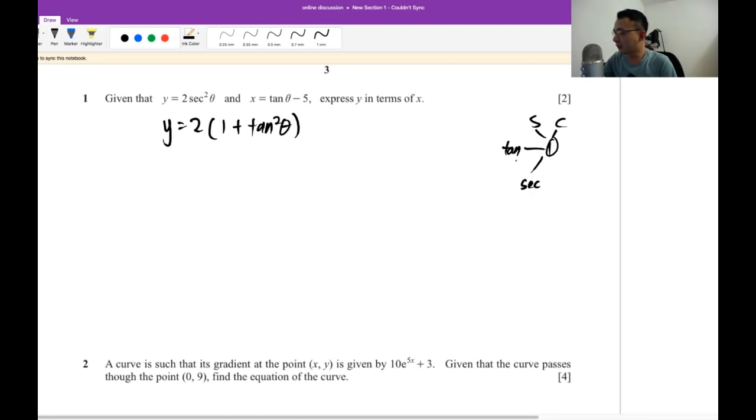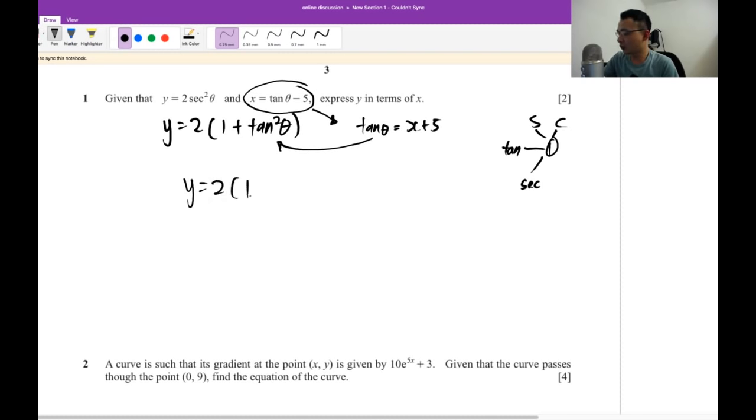Alright, then what I do next is, from this equation, I'm going to make tangent the subject. Therefore, I know tangent theta equals x plus 5. Next I substitute tangent into here. So y equals 2 times 1 plus tangent square, that means x plus 5 square. Then I multiply the 2 into it, and I get 2 plus 2 times x plus 5 square.